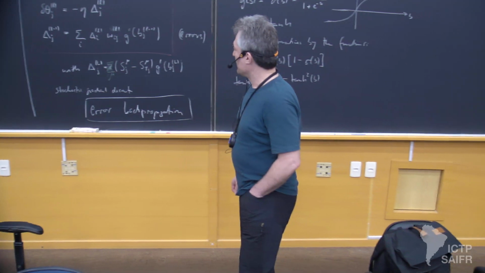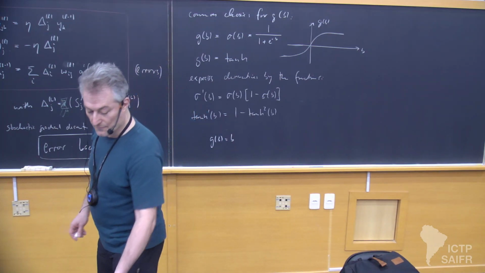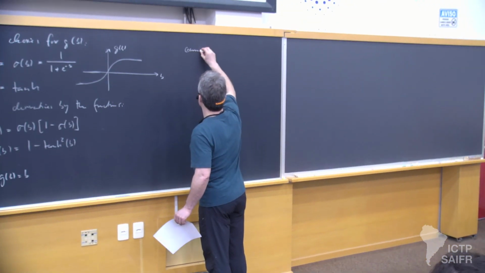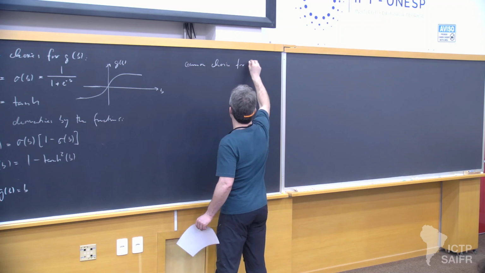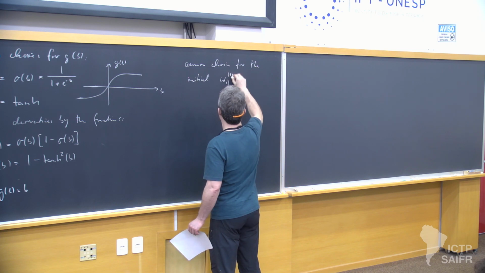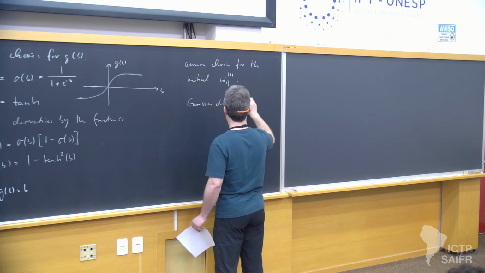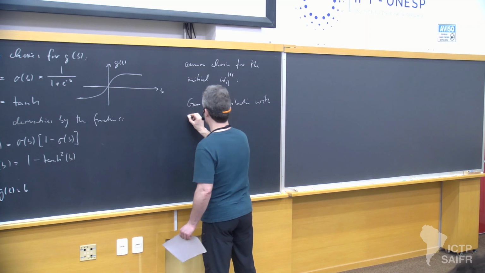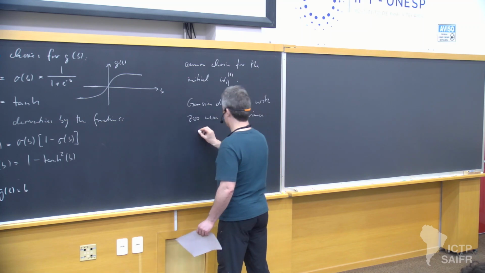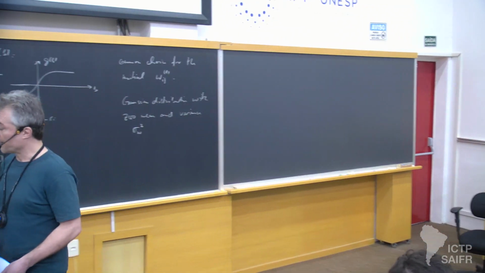Okay, and also if you want to do this training, you need to initialize your W's in the network. And the common choice for the initial W's is a Gaussian distribution with 0 mean and some variance sigma w squared, which is a parameter you have to choose. I will come back to that a little bit later.